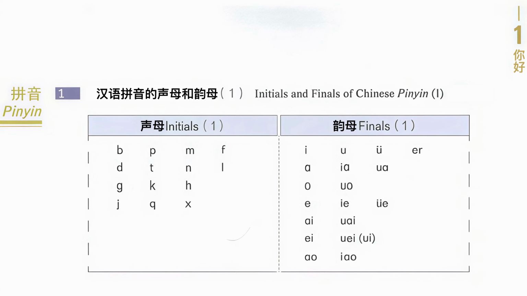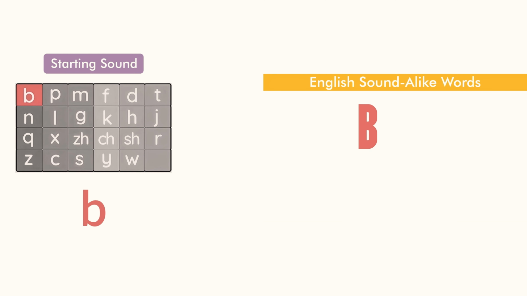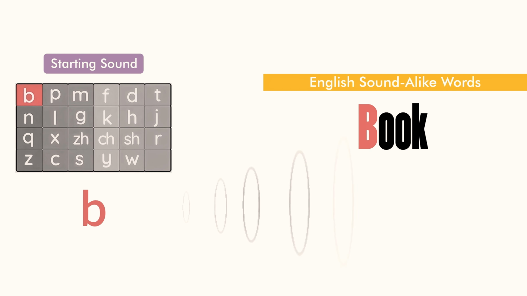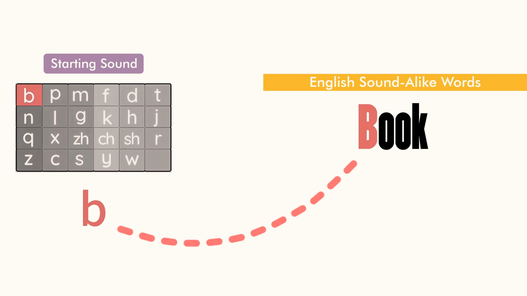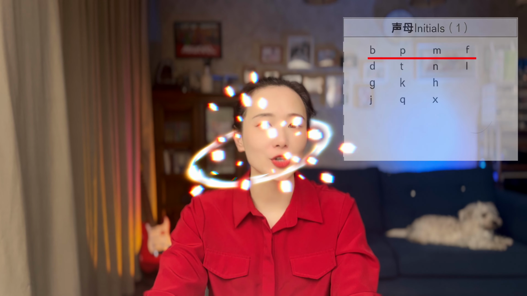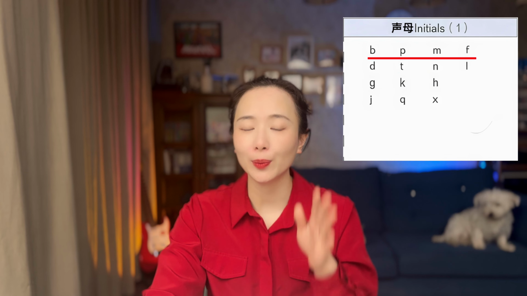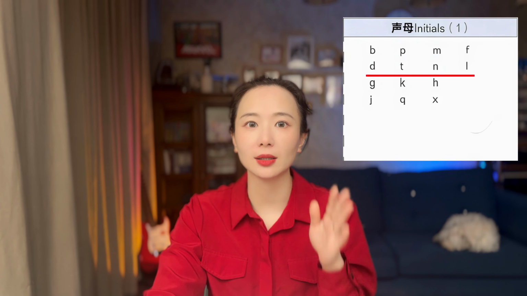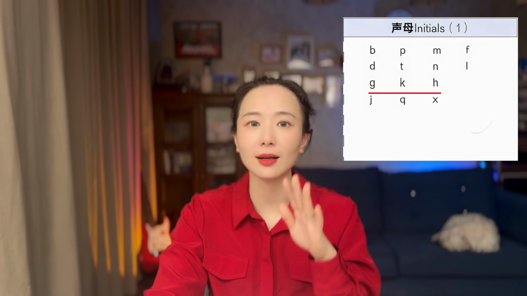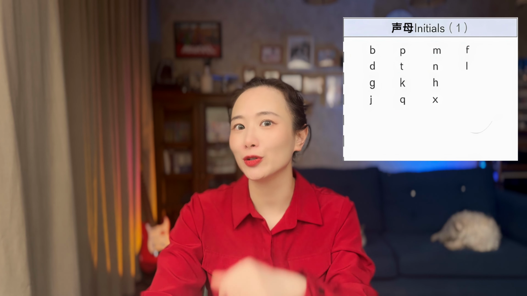First up, the initials. You've seen this before in earlier lessons. You just need to keep practicing until they follow naturally, kind of like rapping. Try this with me. 波坡摸佛的特呢了个科呵鸡七西. I know you can do it.